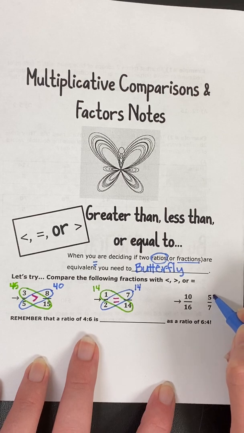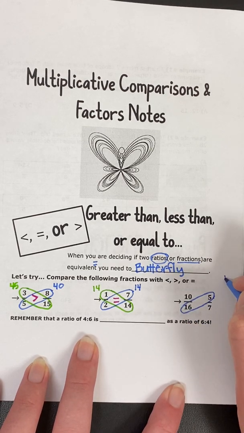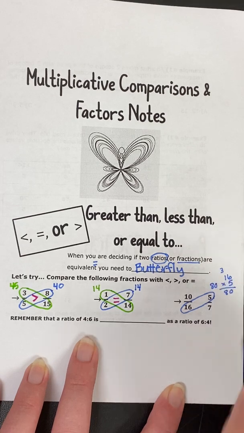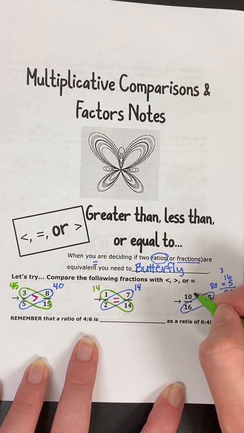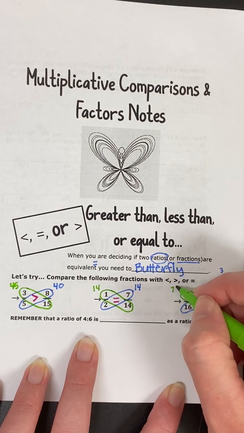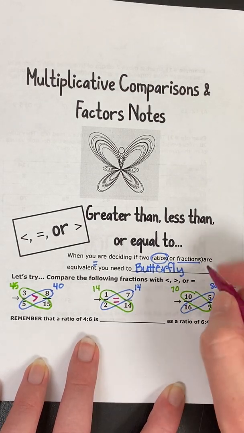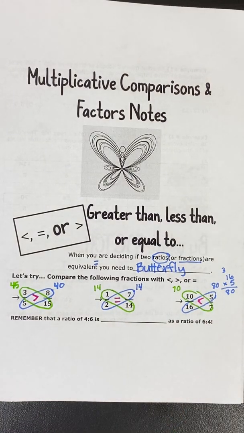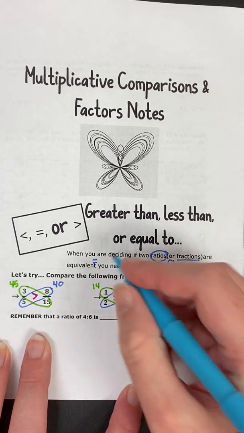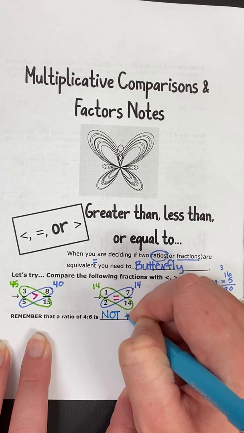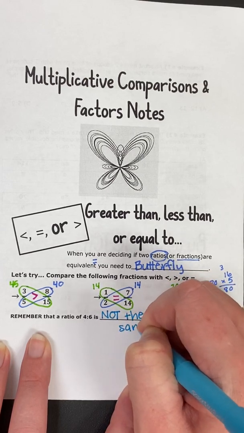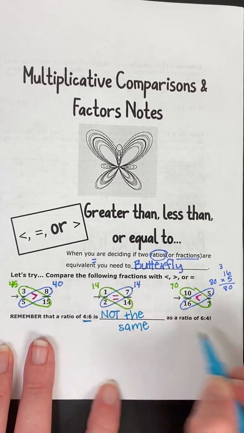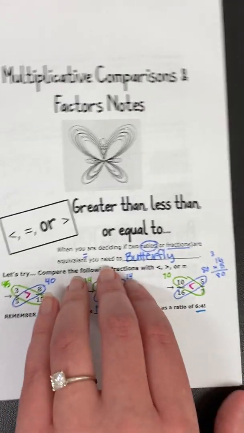My third one, I do 5 times 16. 5 times 6 is 30. 5 times 1 plus 3 is 8. So my answer is 80. And again, answers always go at the top corner. 10 times 7 is 70. 80 is bigger, so my 5/7 is bigger than 10 over 16. And again, we just need to remember that a ratio of 4 to 6 is not the same as 6 to 4. Order matters. We cannot switch the order. So we got to keep that in mind.